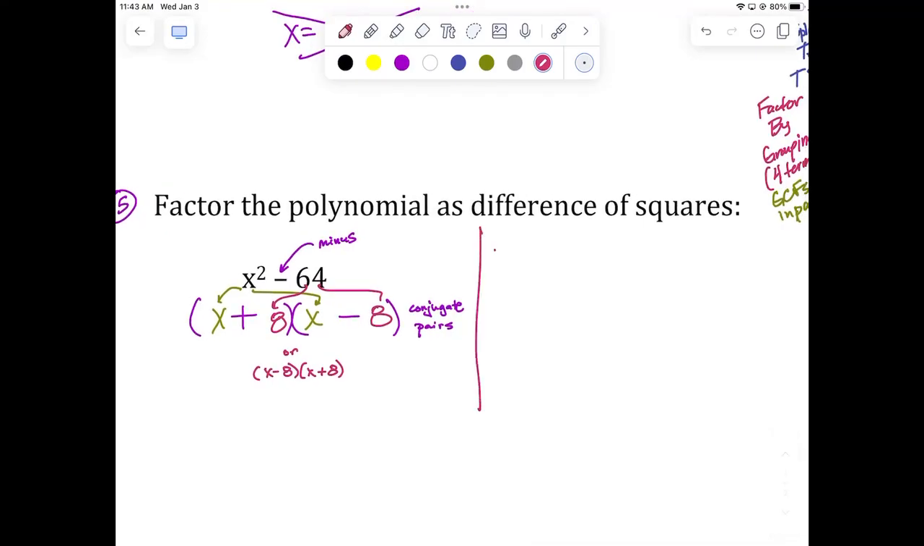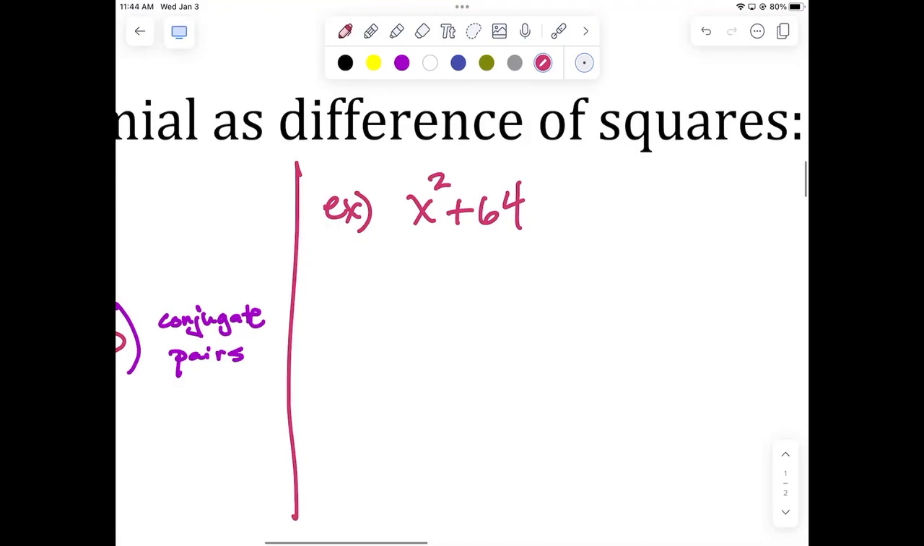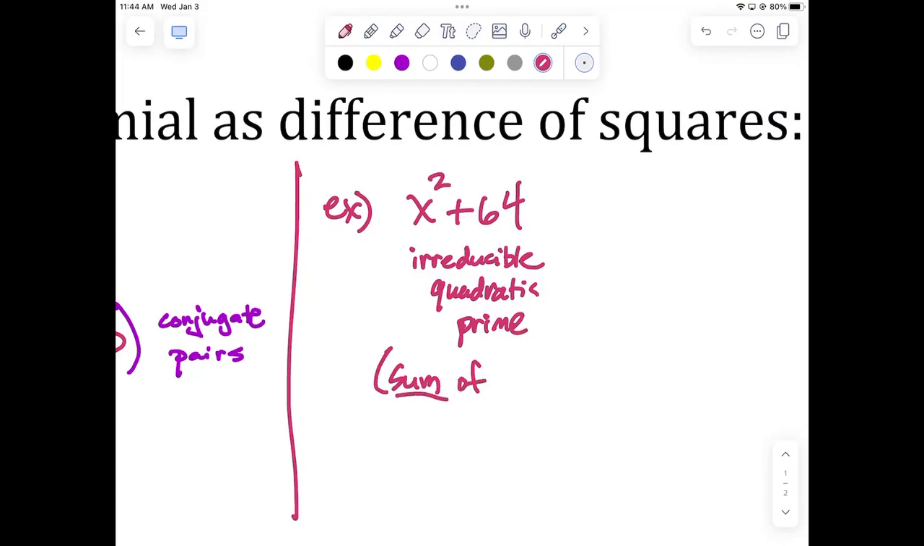Now, just for kicks and giggles, what if this were x squared plus 64? Would it factor the same way? Obviously not, because you'd get x squared minus 64. This right here is what we call an irreducible prime. It's an irreducible quadratic prime. It would stay like that. This is the sum of 2 squares, which is not factorable.